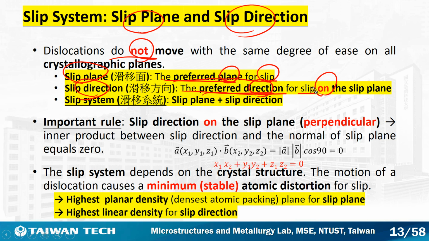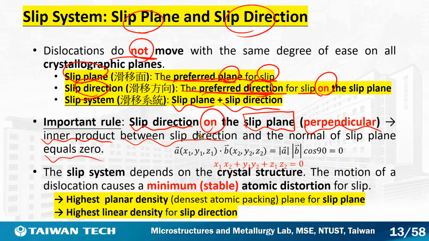And the combination of slip plane and slip directions, we call slip systems. And it's very important to know that, as we said, the slip direction must be on the slip plane. So the slip direction and the normal direction of the slip plane would have a perpendicular relationship. So we can use the dot product, that is the inner product between these two, which must be zero.